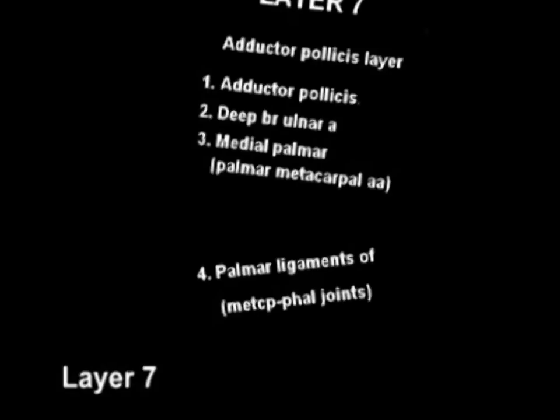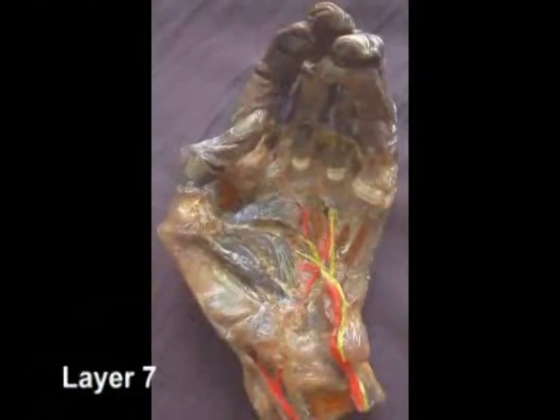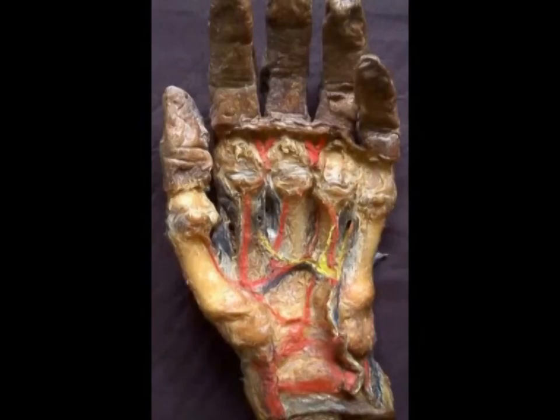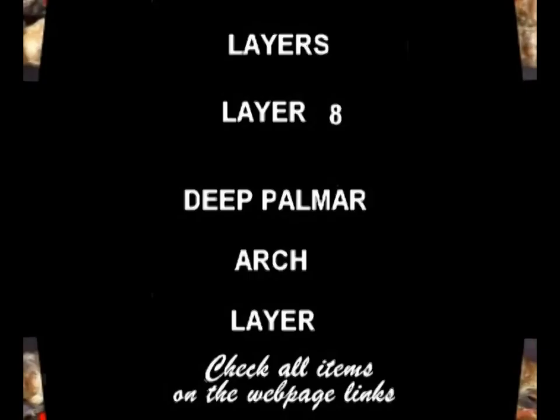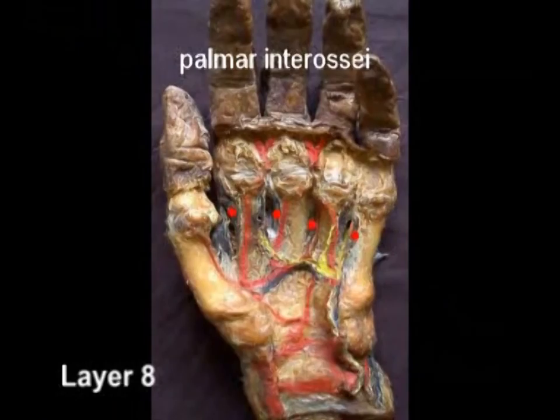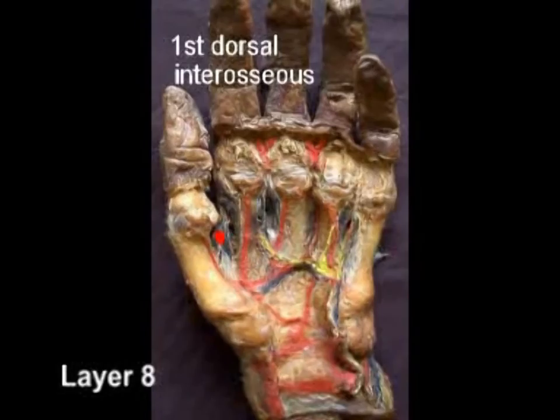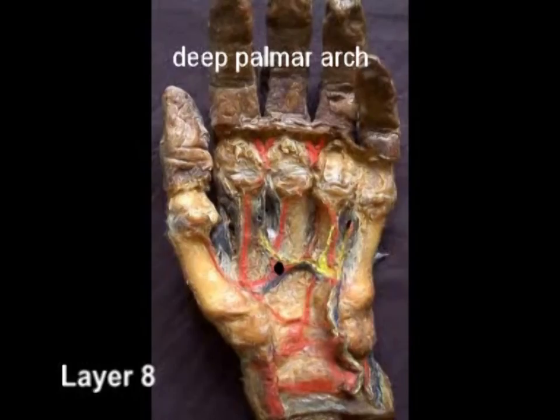To recap, we have removed the adductor pollicis. We have now reached the deep palmar arch layer. It contains the palmar interossei. It contains the first dorsal interosseous. It also contains the deep palmar arch, which consists of the deep branch of the ulnar artery and the deep branch of the radial artery.